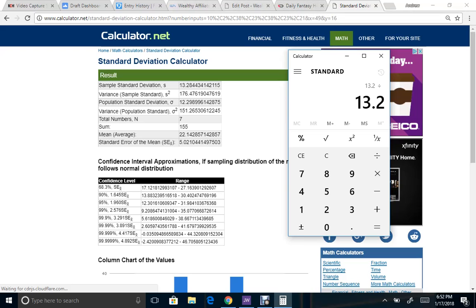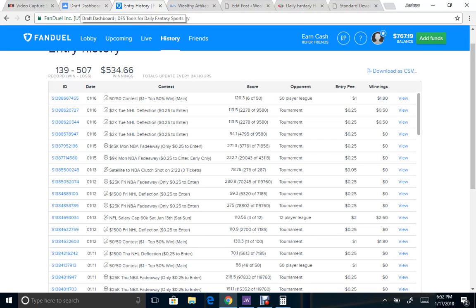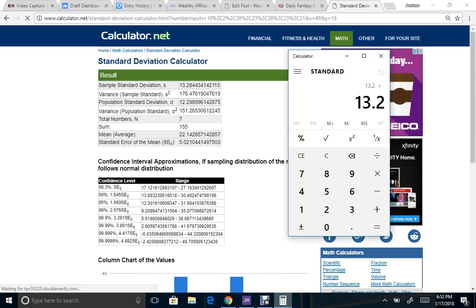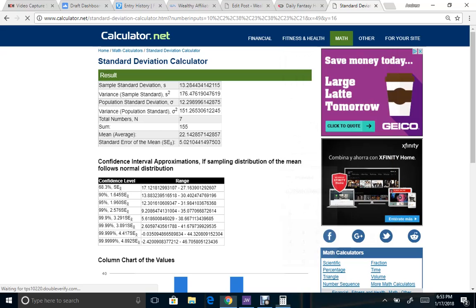So let's say that was the case with this guy that we just looked at on top of the stud list. Hypothetically, because we're not going to calculate the numbers right now, we just say 17.4 per game. So 13.2 divided by 17.4. That means he would have a 0.75 standard deviation. Not as good as some guys, obviously, like the Dallas first line skaters, but we can consider him for a tournament play.